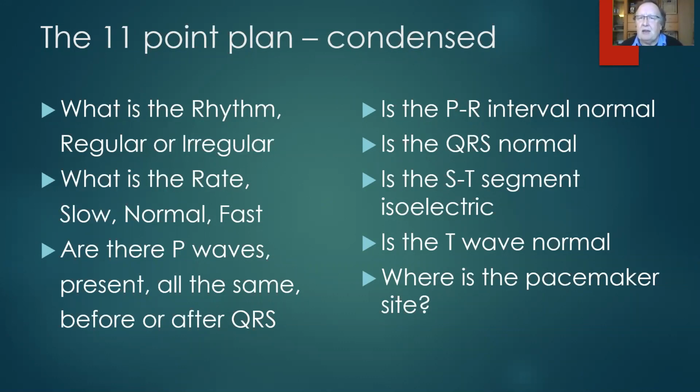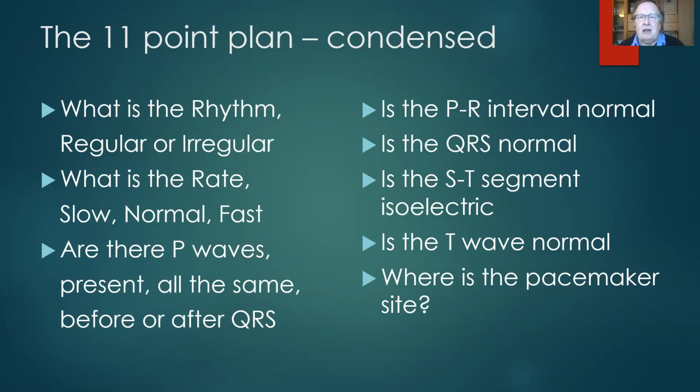Is the ST segment isoelectric? Is it running straight across the screen? The way I remember it, if the ST segment is depressed and it's sad, it's because it's not getting enough oxygen. And this is our angina or ischemia. And if the ST segment is elevated, it's because it's going to heaven and it started to die. And those are just little ways I remember this stuff.